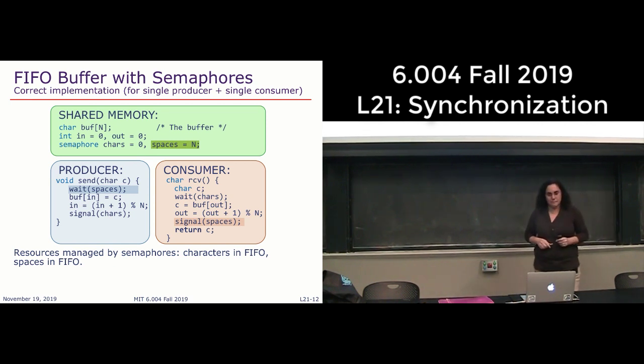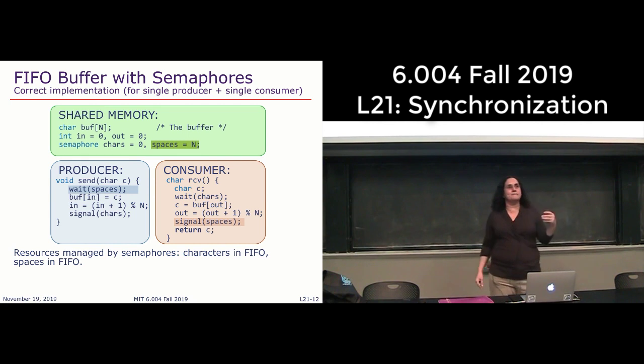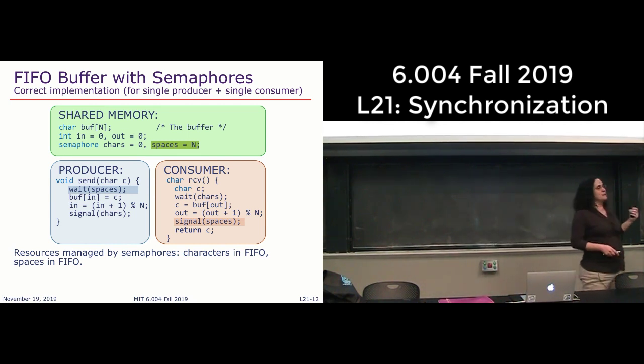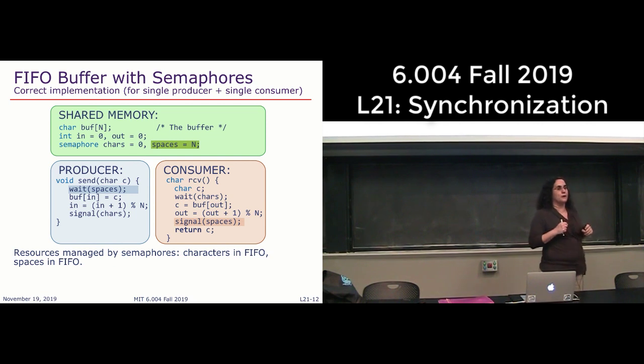Well, now, at the beginning of my producer, I'm first going to wait for spaces. So what is that going to ensure? That's going to ensure that if my producer runs several times and has actually put n things into the buffer and the consumer has not yet run at all, the producer is now going to stall on its next wait spaces call. Okay? And so it can't run if spaces is not greater than 0.